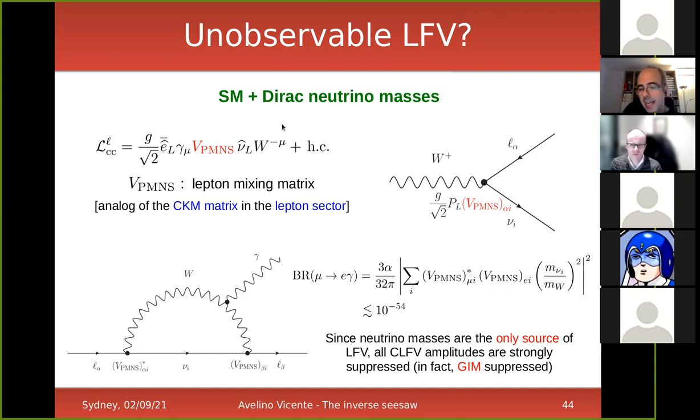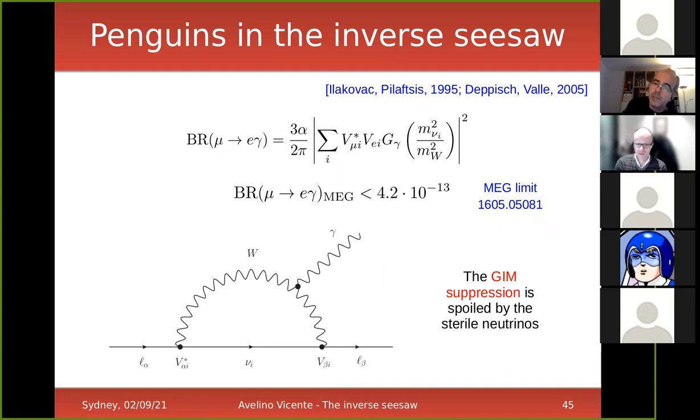But the nice thing is that when you go to the inverse seesaw, and this was discovered many years ago in several papers, the first one I know about is from 1995 from Ilakovac and Pilaftsis, in the presence of sterile fermions, since they don't couple directly to the W, but they have to couple only through mixing with the left-handed neutrinos, this suppression gets spoiled. So you end up with large penguins in the inverse seesaw due to the presence of these additional fermions. And in principle, you can reach rates as large as the current limit, for example, in mu to e gamma. So this is one of the first comments that I wanted to make.